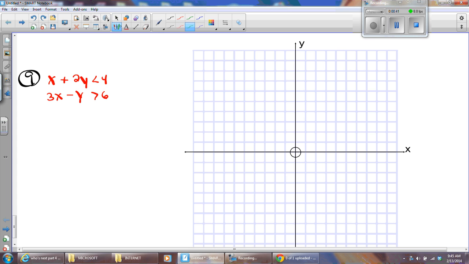Let's do that first. All right, so this first one is in standard form. I think I'm going to find the x-intercept right away, right off the top of my head. It's 4. 1, 2, 3, 4. There is the x-intercept. The y-intercept is just as easy to find, and that's going to be 2. 1, 2.